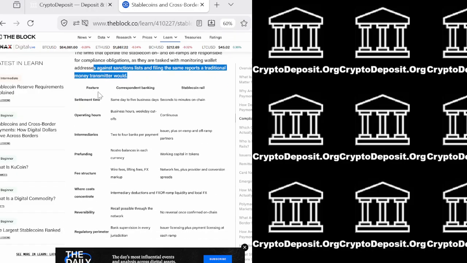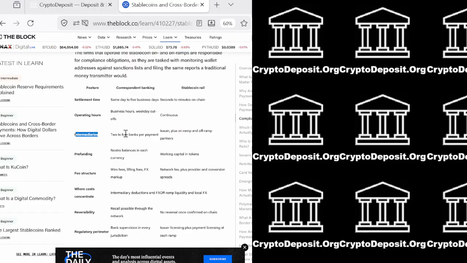So we see on this table here, we've got the feature, the correspondent banking, and the stablecoin rails. So settlement time, same day up to 5 business days, but with stablecoin, seconds to minutes on chain. Now with operating hours, with traditional banking, you've got traditional business hours and then weekday cutoffs, but of course stablecoin can be at any moment in time, 24/7, seven days a week.